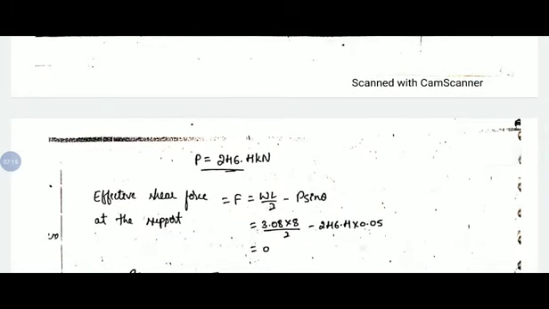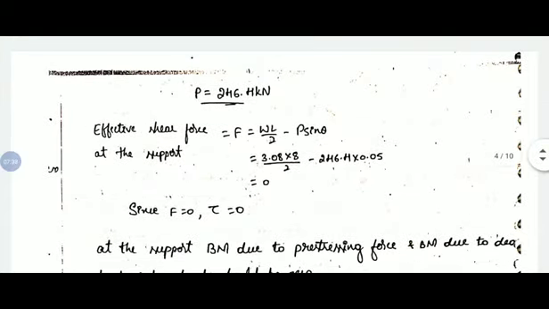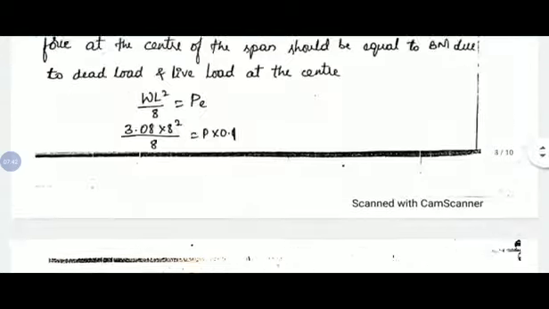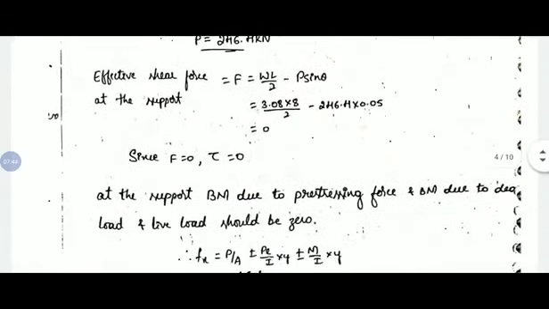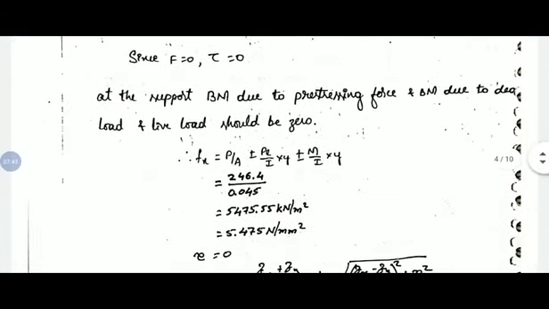So the effective shear force at support is WL by 2 minus P sin theta. As we balanced the bending moment due to dead load and live load and the bending moment due to pre-stressing force, obviously the shear force will become 0. So F has become 0. If F is 0, tau equals F A y bar by I b, we have that formula. So tau will become 0.